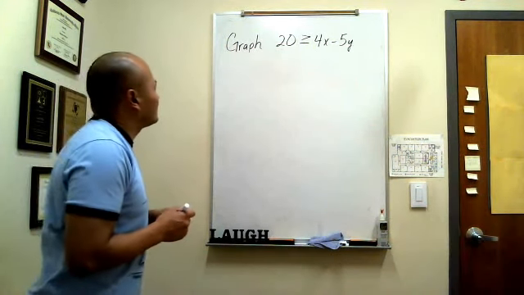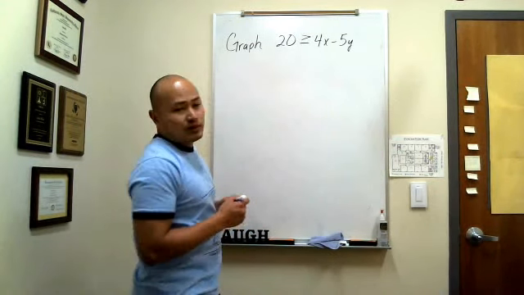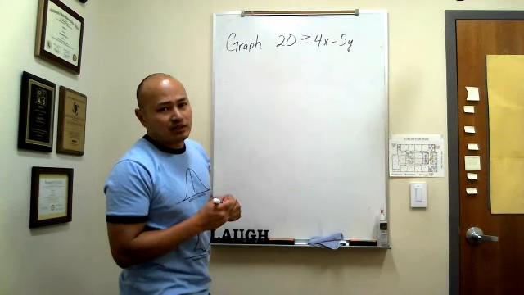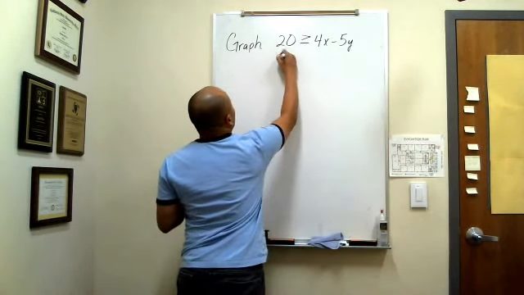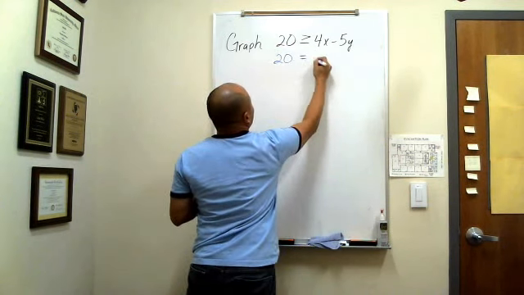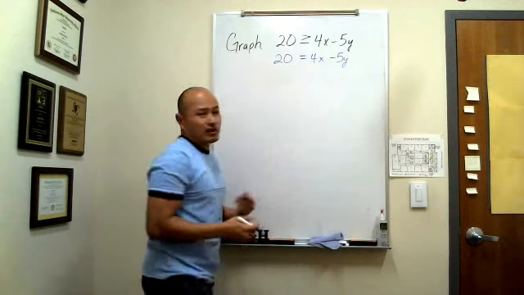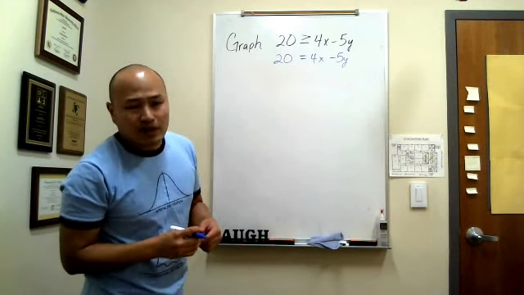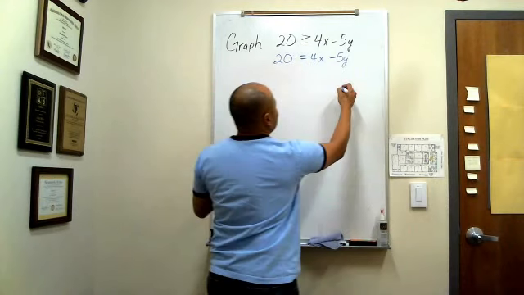Okay, so here's the inequality that is greater than or equal to. The first thing you want to do is actually graph the straight line, so we're going to change this into an equal sign. So what you want to graph is 20 equals 4x minus 5y. There are a couple different ways to do this, but I'm going to use the intercept method, so I'm going to start with a t-chart.